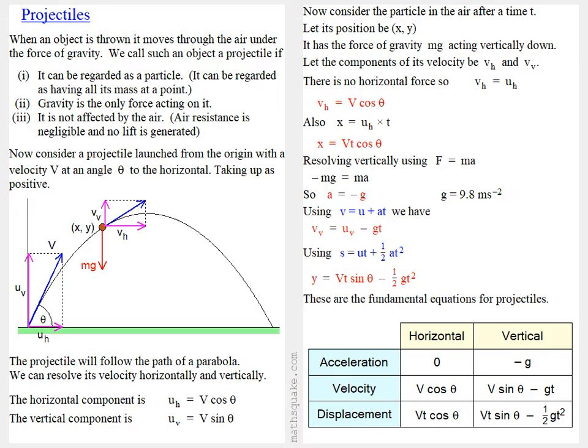Horizontally, we have the acceleration is naught, the velocity is v cos theta, and the displacement is vt cos theta. Vertically, we have the acceleration is minus g, the velocity is v sin theta minus gt, and the displacement is vt sin theta minus a half gt squared.